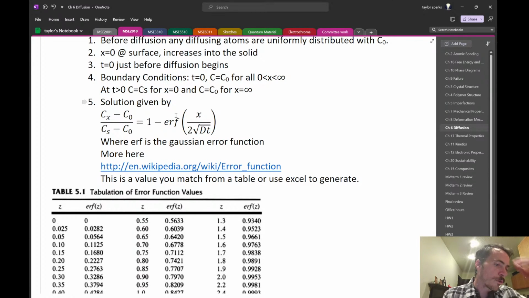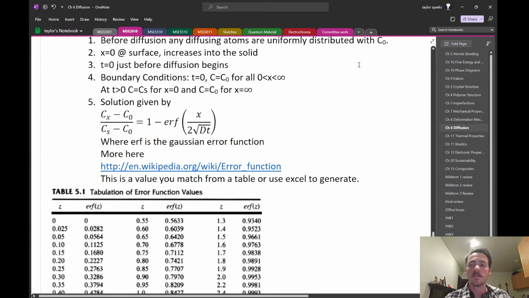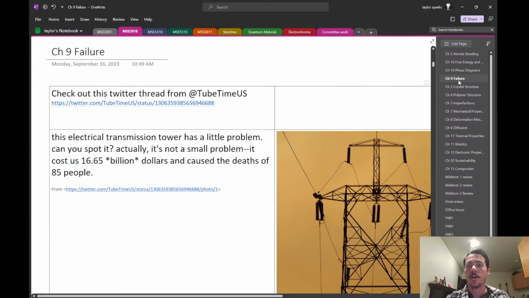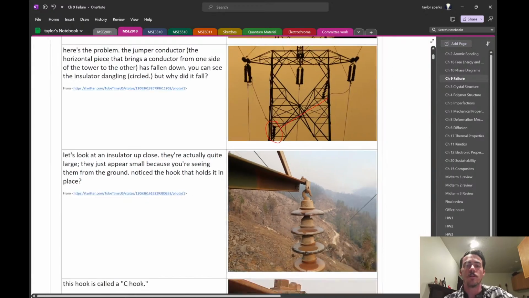Diffusion. Can you go over crack growth and Bragg's law? Yeah, let's do that. So crack growth came way back in chapter 9. There were several interesting things we learned about in chapter 9.